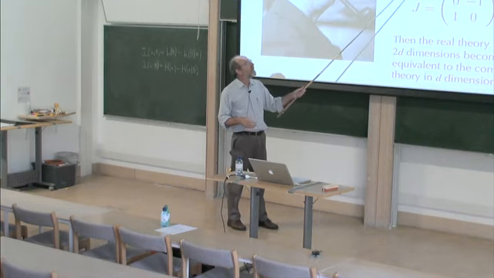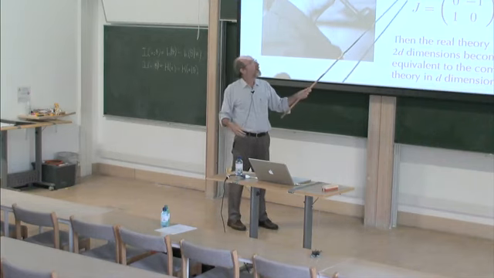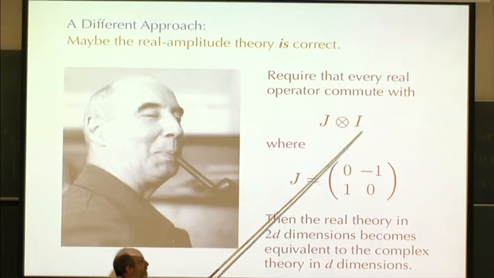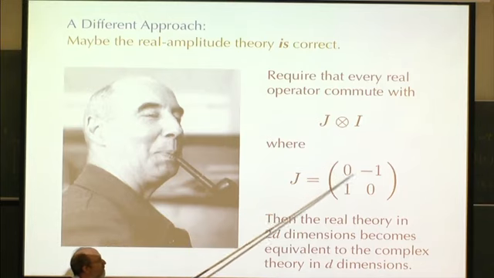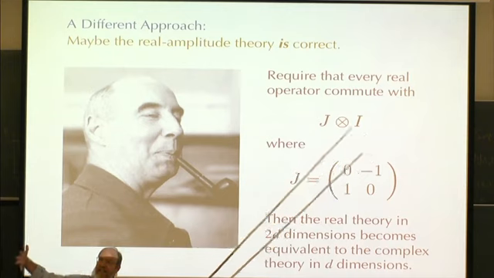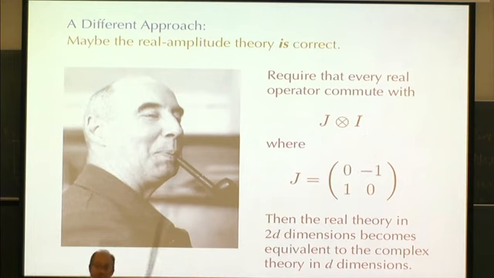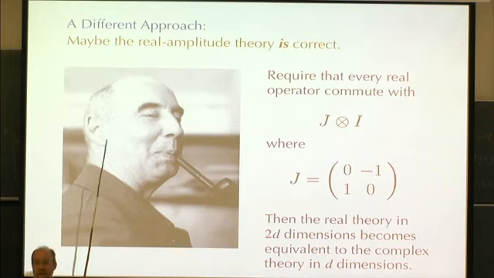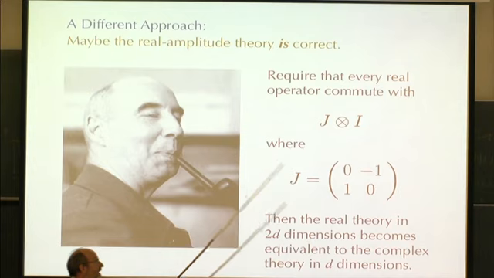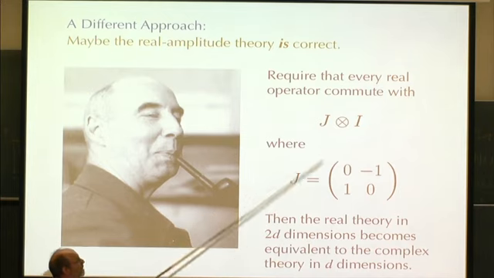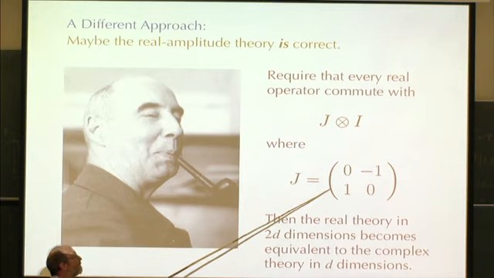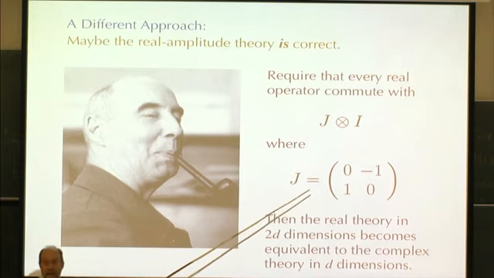So Stueckelberg required that every operator in this bigger space commute with this particular operator, where J is this 2 by 2 matrix and I is the identity, say D by D identity. He was typically in an infinite dimensional space, so he didn't have to double the dimension. It was already infinity. But everything had to commute with this. And it's clear you can do that.